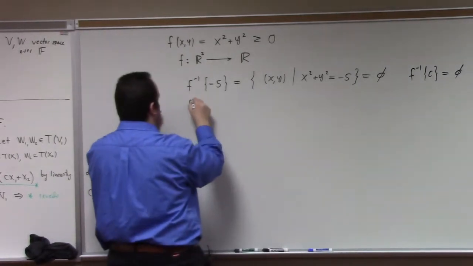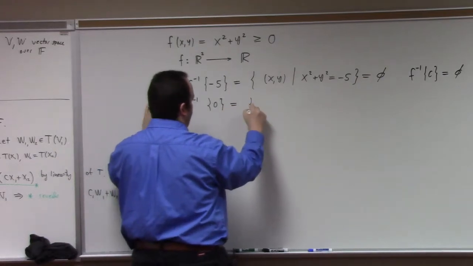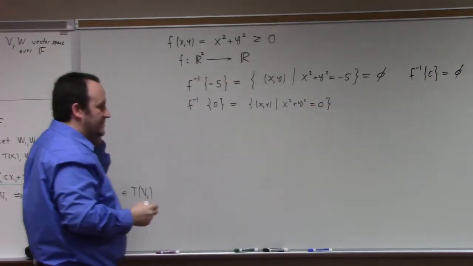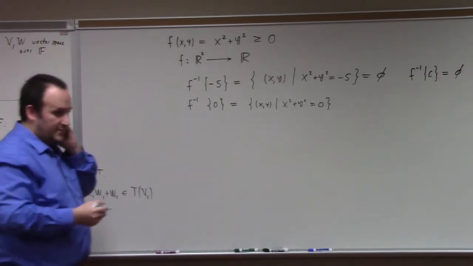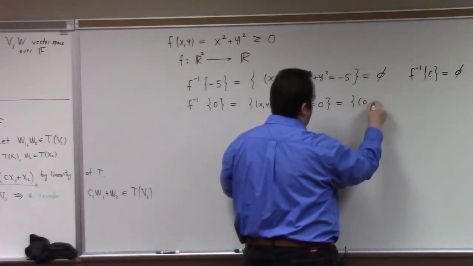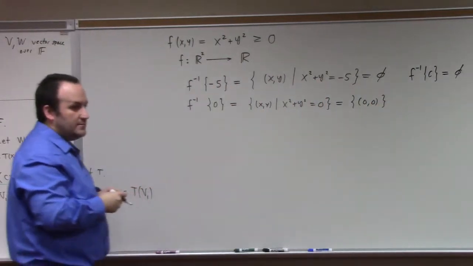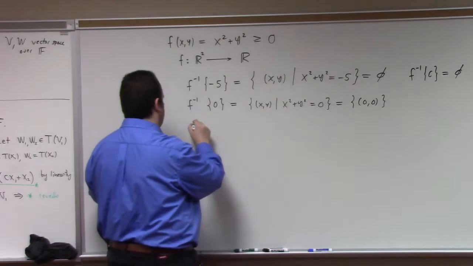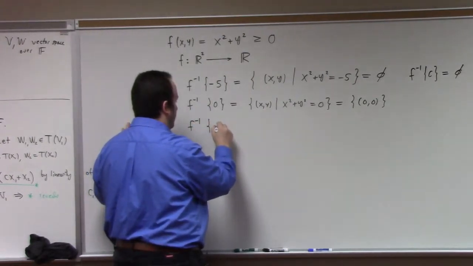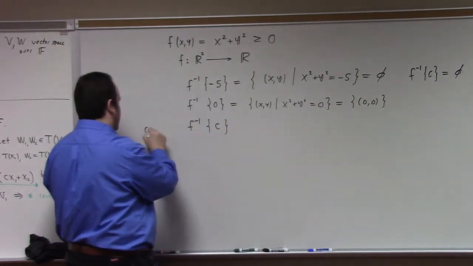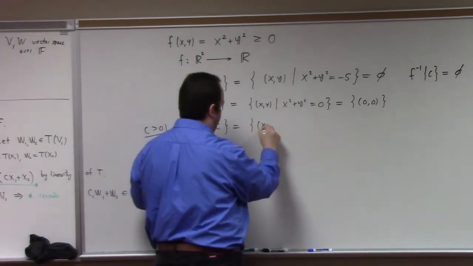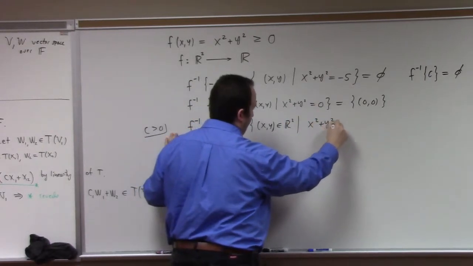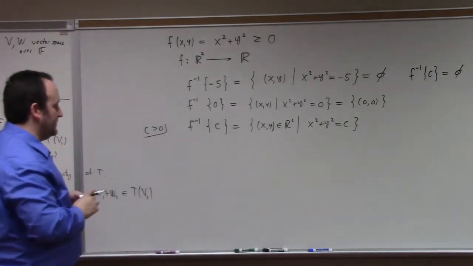How about what's the inverse image of 0? What's the solution of x squared plus y squared equals 0? Right? So it's just this guy, right? It's the 0 in the domain. And then, how about this? What's the inverse image of c, given that c is positive, right? What's that inverse image?